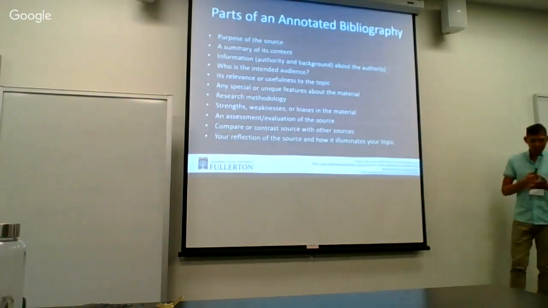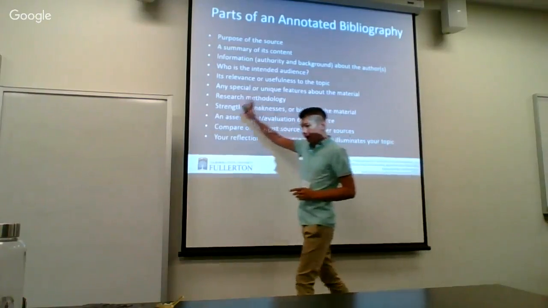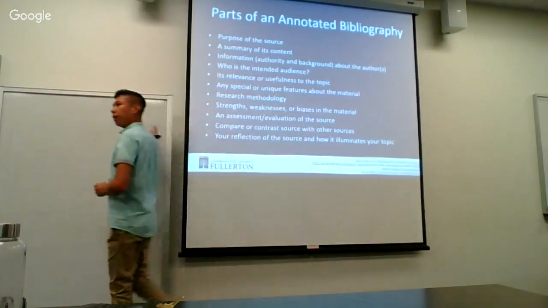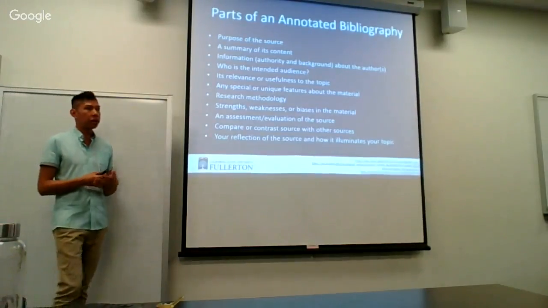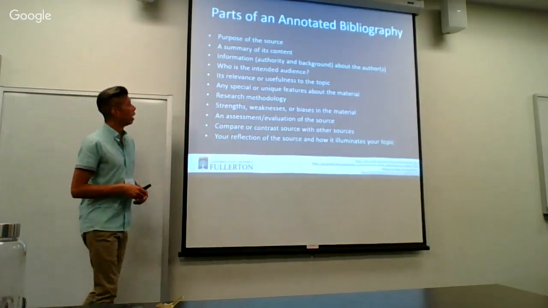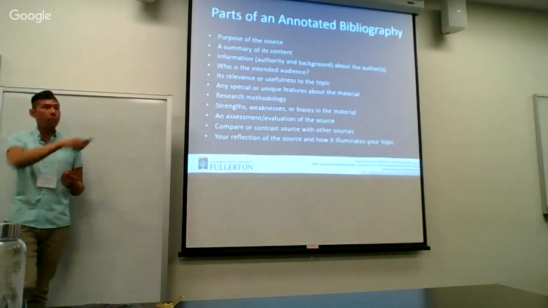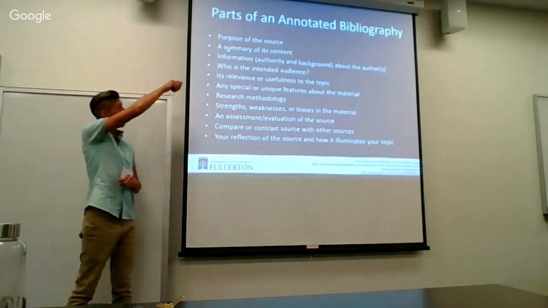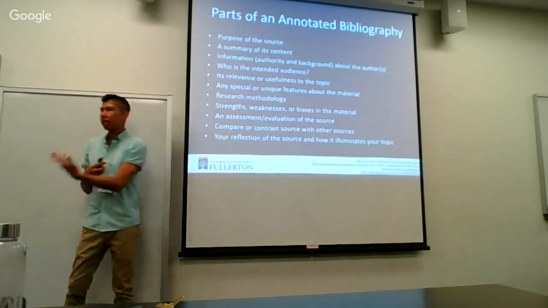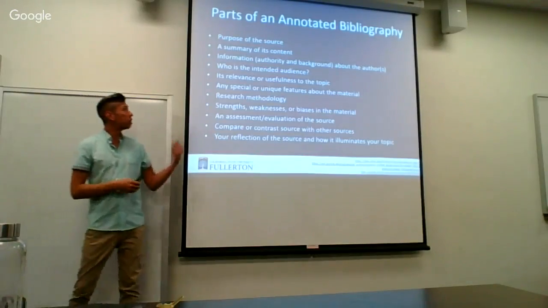So what are in an AB? You'll find most of these, but not all of these in an annotation. Depends upon what type of AB you're doing. We'll talk about that on the next slide. But most of the time, you'll see what the purpose of that source is. Not purpose of the study, but purpose of the source. Summary of the contents is what was the purpose of that particular study. Okay? So what's the purpose of the source? What's the purpose of the study?